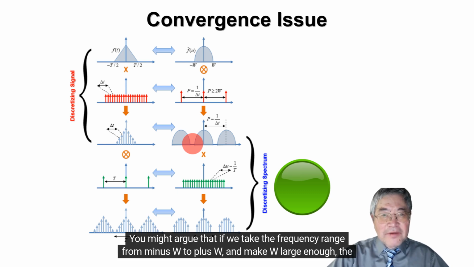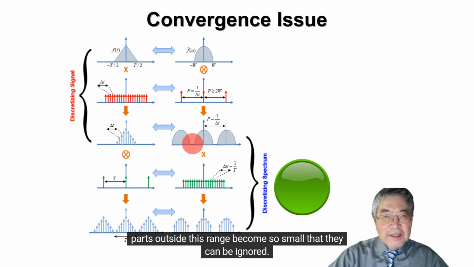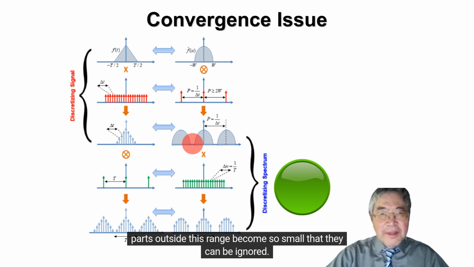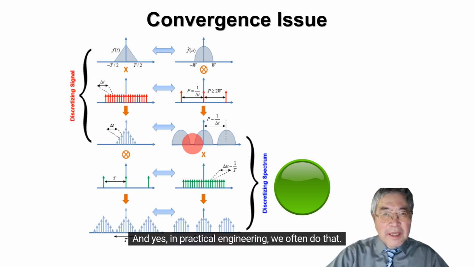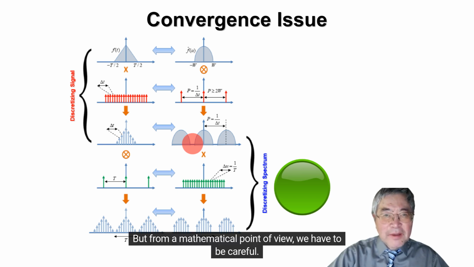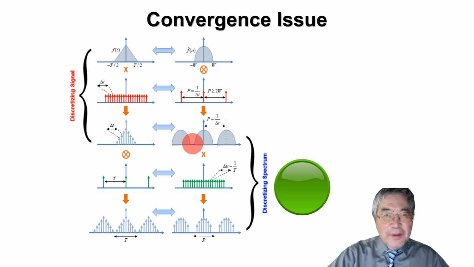You might argue that if we take the frequency range from minus W to plus W and make W large enough, the parts outside this range become so small that they can be ignored. And yes, in practical engineering, we often do that. But from a mathematical point of view, we have to be careful. Why?